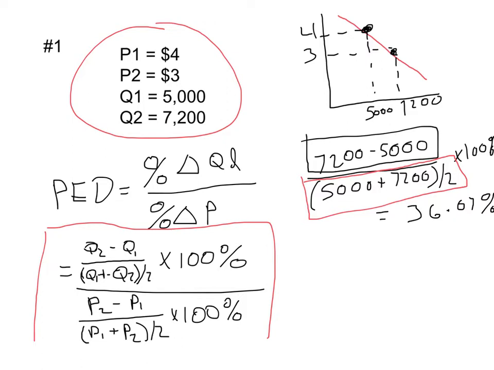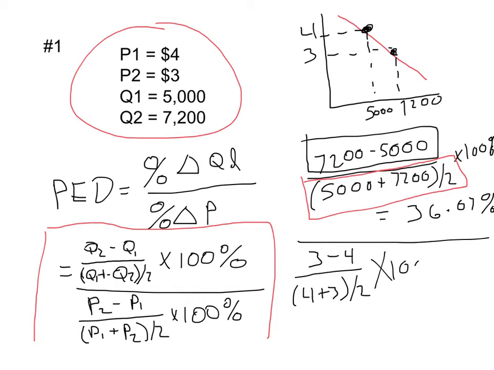Then if we plug in the price numbers, $4 and $3, for the lower part of the equation, we end up with 3 minus 4 over 4 plus 3 divided by 2. Take that all times 100% to get it into a percent. If we simplify that out, we end up with a negative 28.57. That's an 8. Again, I apologize about my handwriting. You just have to bear with me here.